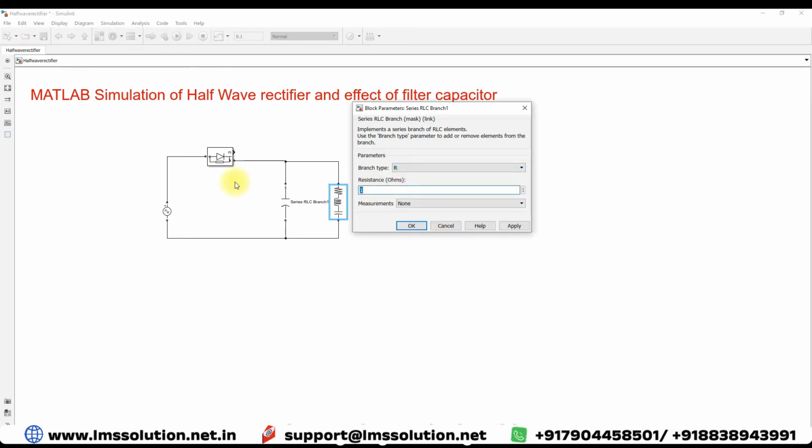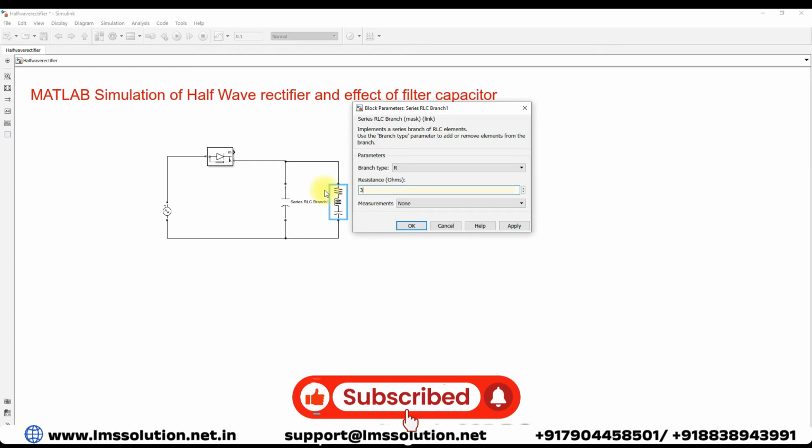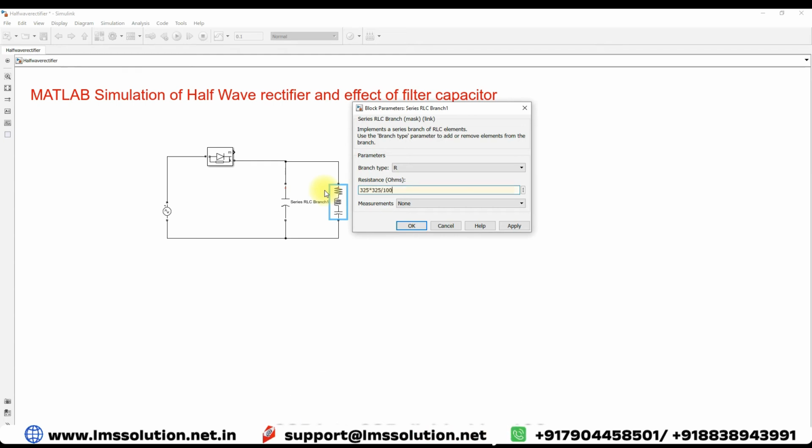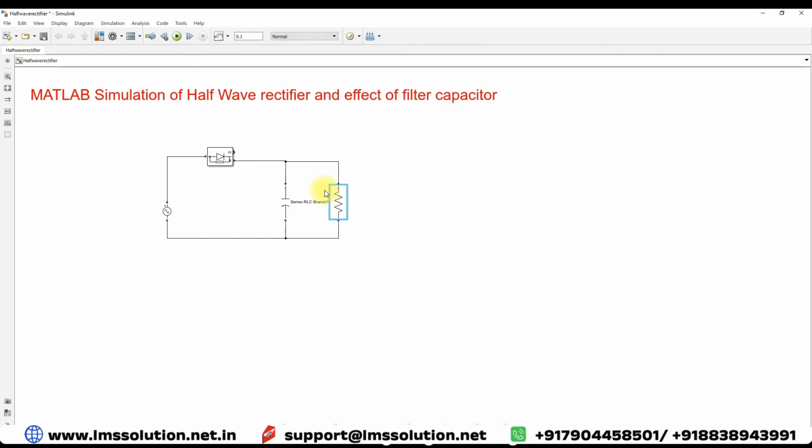So I'm going to design this model for 100 watts. I'm going to consider the output voltage is 325 V DC, so R is 325 times 325 divided by 100. So here I'm going to design this prepared for 100 watts.